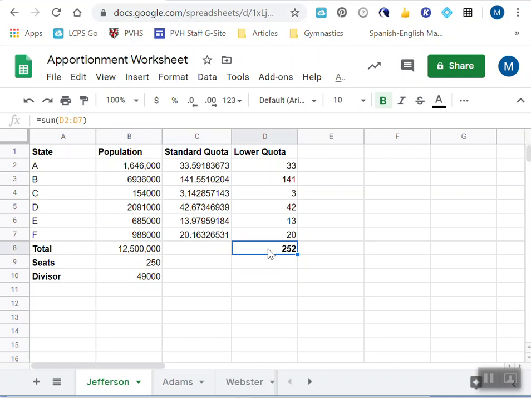I need to give out exactly 250 seats. Right now I've given out too many. So clearly I made my divisor too low. So I'm going to go a little bit higher.